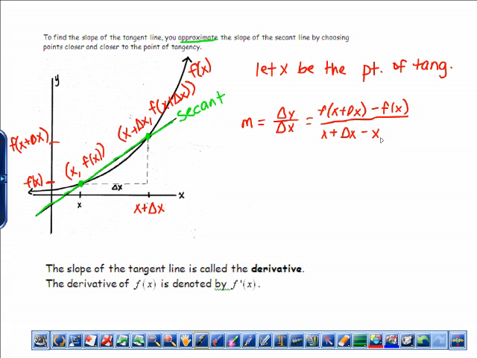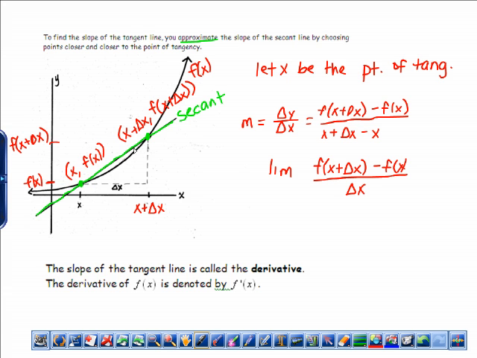Well, you notice something in the denominator happens. The denominator narrows down to just delta x. Okay, so we have f of x plus delta x minus f of x over delta x. And we didn't use delta x in the past. What we used instead was h, okay? And what I'm going to do is I'm going to take the limit of this.